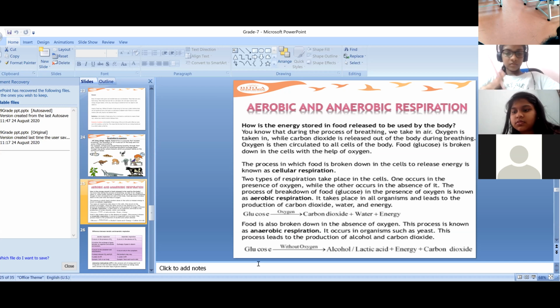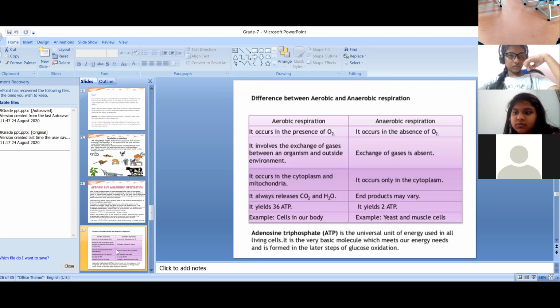And in anaerobic respiration, there is no involvement of oxygen. It is happening without oxygen. And even then the food material is being broken down. Food in the sense the glucose is being broken down into alcohol, lactic acid, and energy, and carbon dioxide is being released out. So here are a few differences between aerobic and anaerobic respiration. I think you all have it with you.